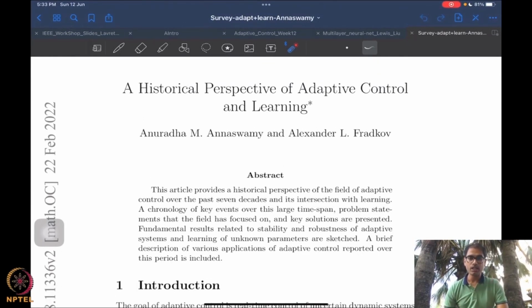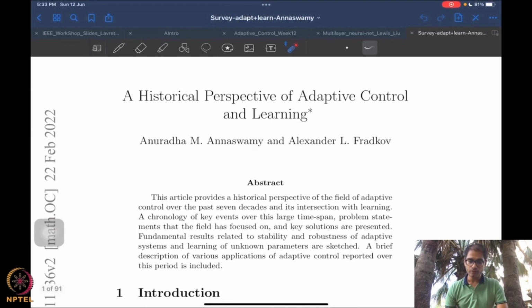and of course I'll put this up in the course material also. This is by Anuradha Annaswamy and Alexander Fradkov. These are rather senior researchers in the field of adaptive control and learning. So what I want to do is to go over this paper, give an overview of this paper in this session, and get a feel for how adaptive control has evolved, what pieces of adaptive control we have covered in this course, and of course, what is left and what we've left out, due to, again, lack of time in any course such as this.